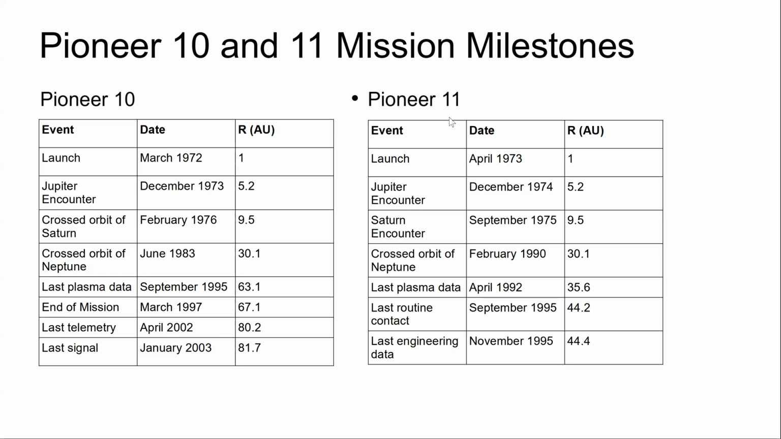Pioneer 11, the power source for that spacecraft wasn't quite as robust, so we ran out of power to run the plasma analyzer in April of 1992. And the spacecraft itself ran out of power in 1995.